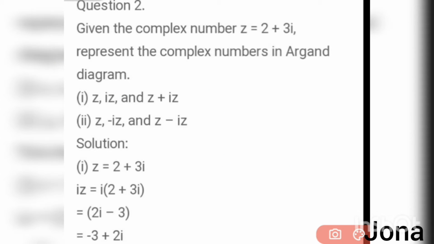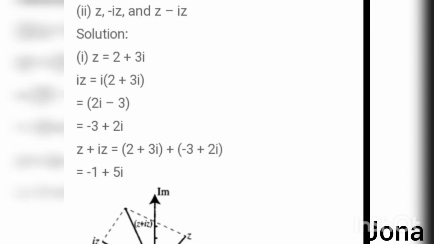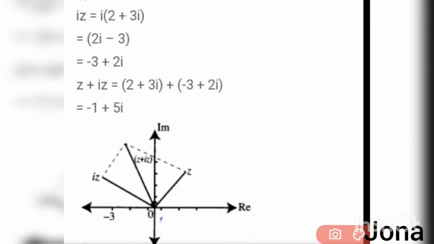And then we want to find the value of z plus iz. That z plus iz can be written as z is here plus iz value, which we already found, that is minus 3 plus 2i. Then we have to group the real parts here. 2 minus 3 is minus 1. Then 3i plus 2i is 5i. So minus 1 plus 5i.